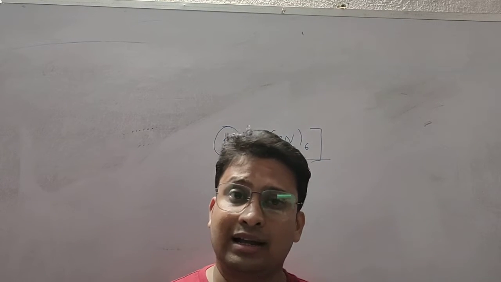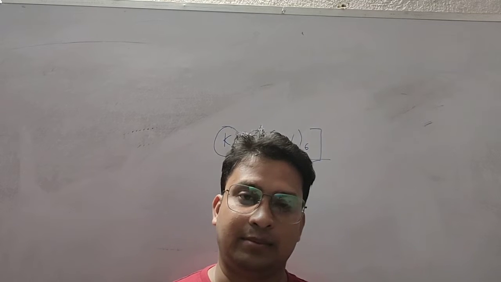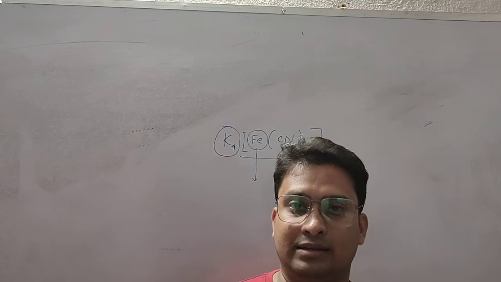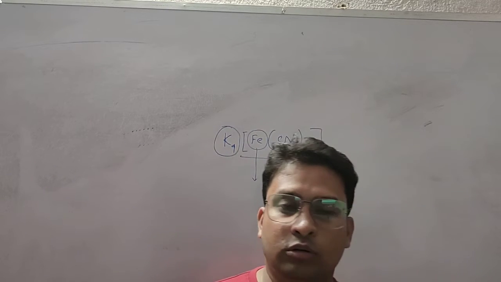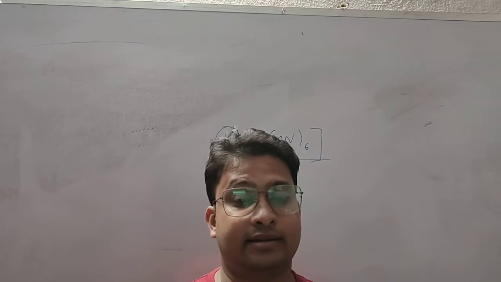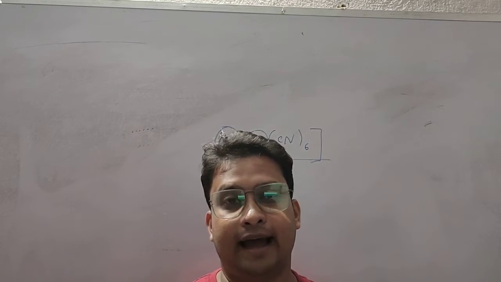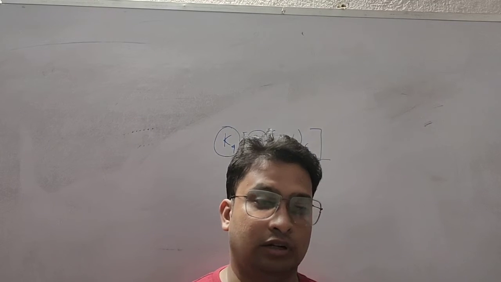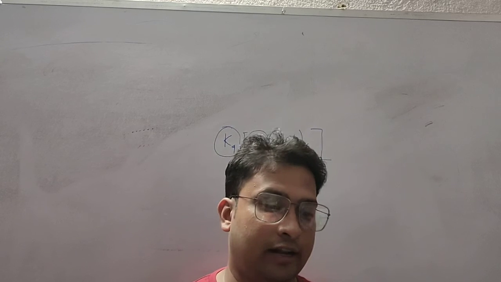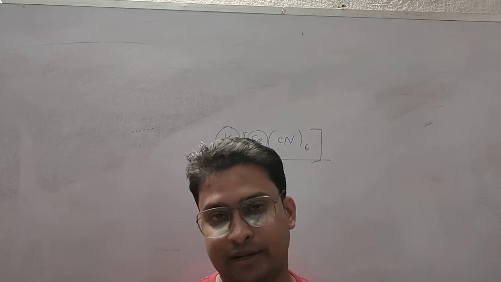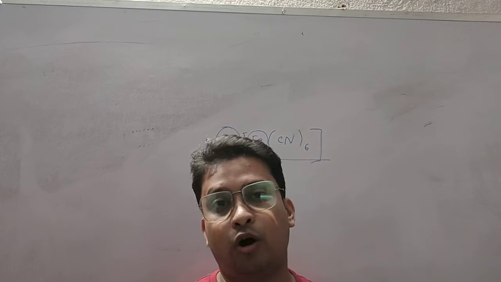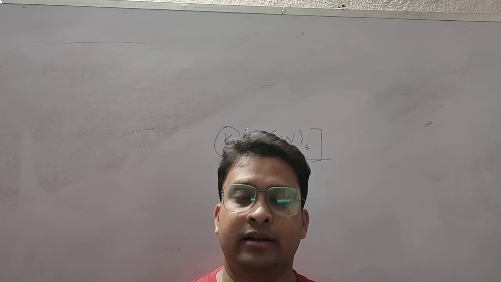Another is P block, where the last electron enters the p subshell, and D block means the last electron enters the d subshell. Now, D block elements have a characteristic: they have a vacant d orbital, that means partially filled or half filled d orbital. So those elements are called D block elements, in the ground state or in the excited state.